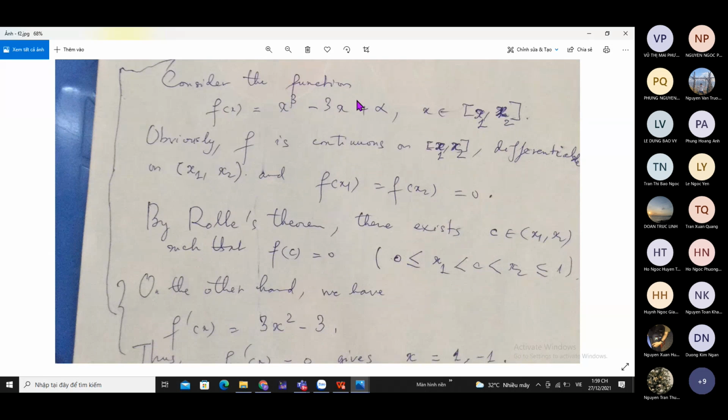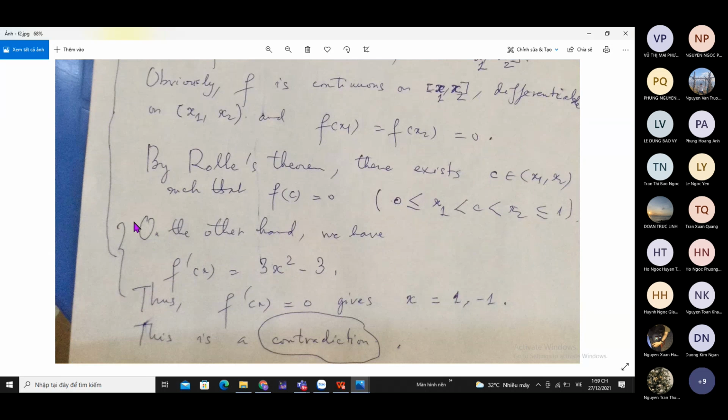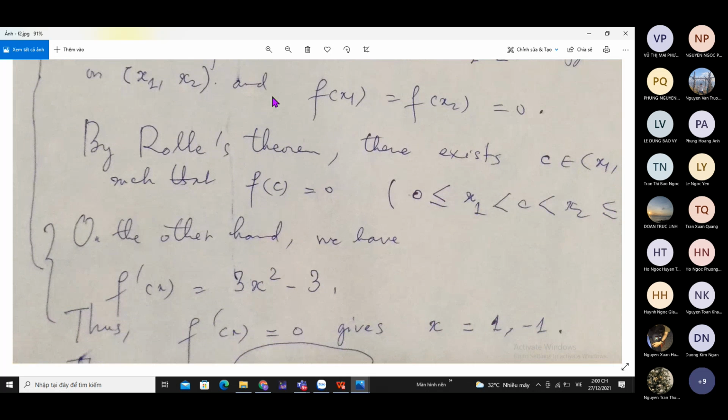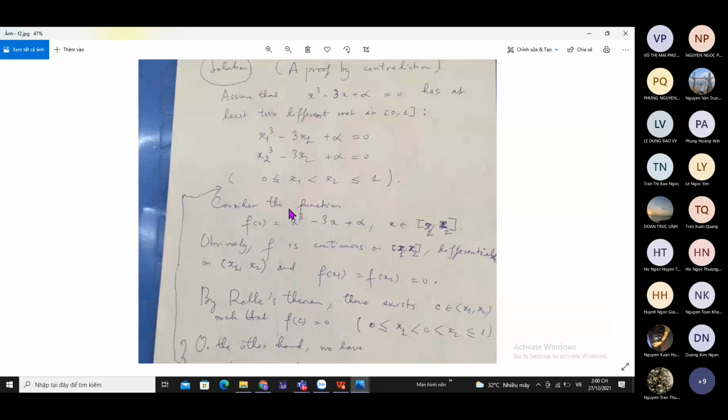Here, I think it's better if we remove this paragraph before we apply the Rolle theorem, and put it here. Maybe it's better.